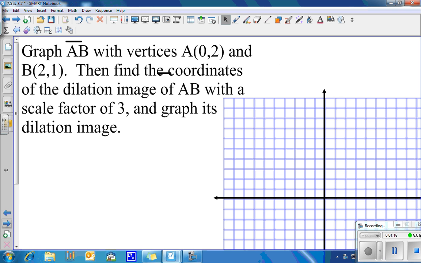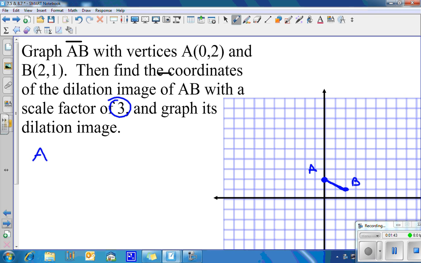If we're going to graph the segment AB with vertices at A at 0, 2, let's go ahead and do that. And vertex B at 2, 1. We're going to go ahead and connect it because it's a segment. And then we're going to find the coordinates of the dilation of the image with a scale factor of 3. Now 3 is bigger than 1, so that means it's going to enlarge it. And all you do with the scale factor is you multiply.